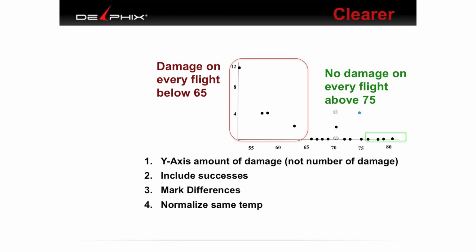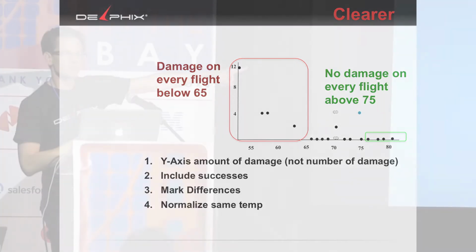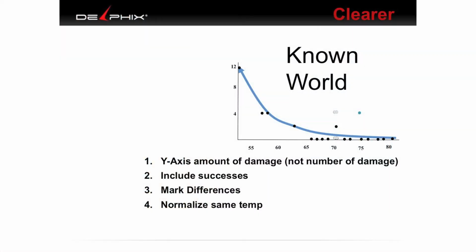At this point, we have some super cool information. Every flight above 75 degrees didn't have damage. Every flight below 65 degrees did. And now I actually see a pattern. From this point of view, it looks like there is increasing damage. And this is what the engineers wanted to see.